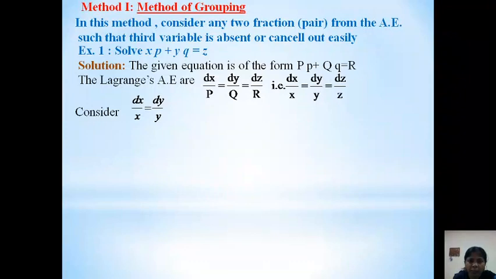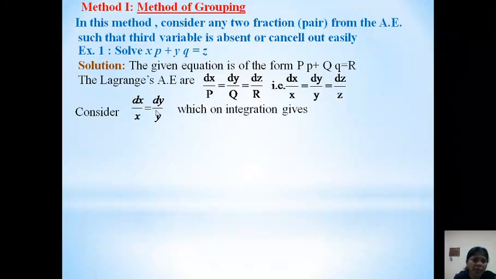As there is a possibility of getting a third solution by comparing the third pair also, in this case the solution of the differential equation is not unique. According to the pair which you consider, you will get different solutions. So remember, the solution of a partial differential equation need not be unique. Now, let us consider the first two fractions.